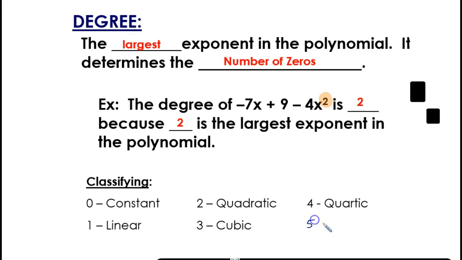And I'm going to add on a degree of 5 is called a quintic. Anything bigger than that, we're just going to say a polynomial of degree greater than 5. We're not really going to have special names for anything that's greater than that. Any polynomial that has a degree greater than 5.